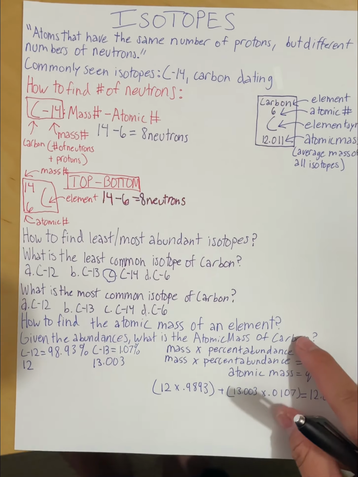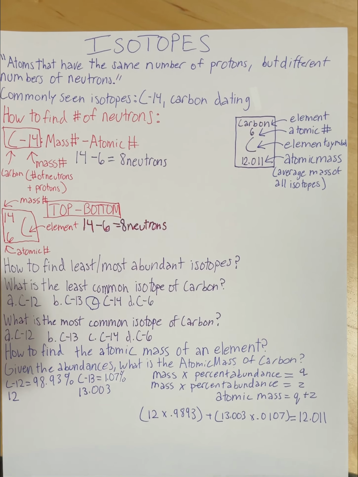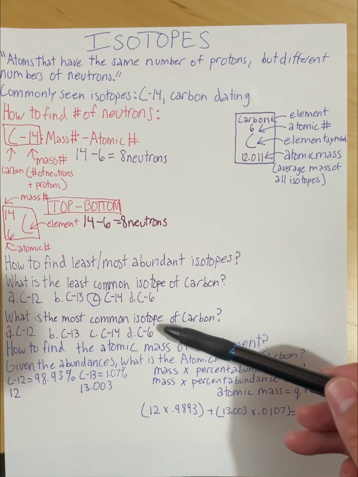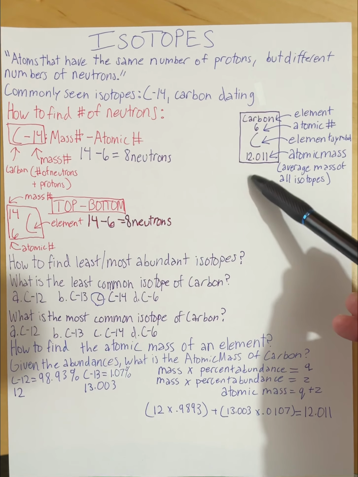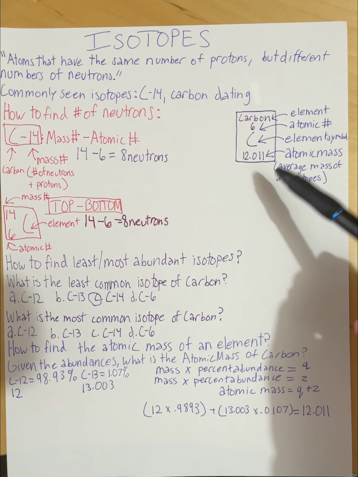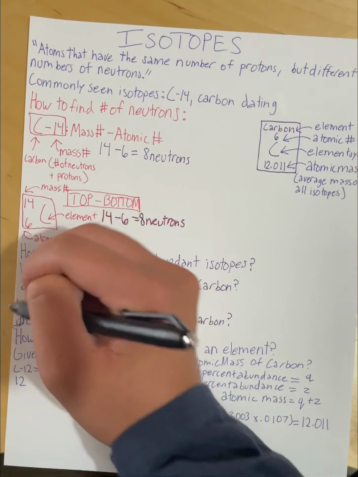C14. And the next question is, what is the most common isotope of carbon? Once again, it can't be C6 because C6 doesn't exist. So how would you look at it? The number closest to the atomic mass tends to be the most common isotope of carbon, which would be C12.